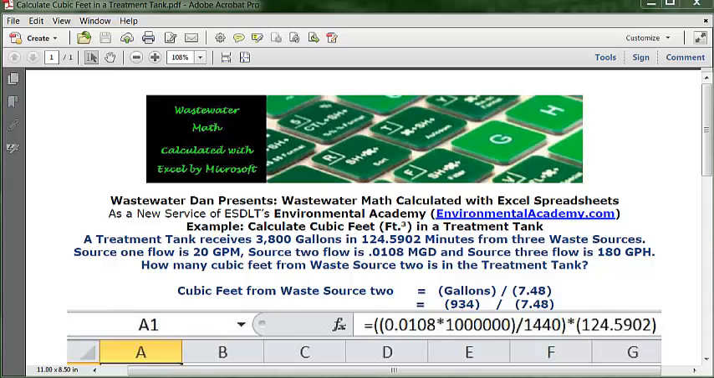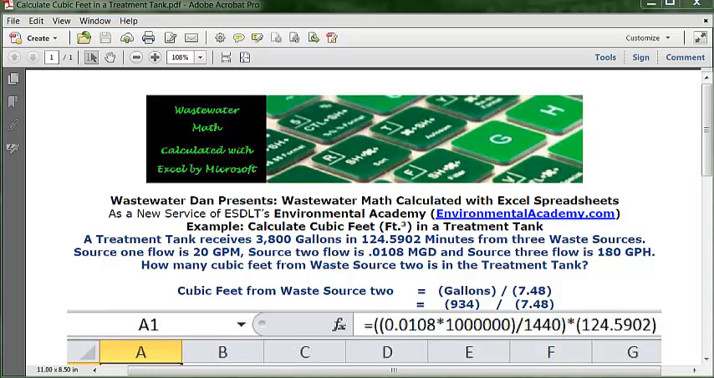So we've got a problem here that requires us to calculate cubic feet from a flowing waste stream, source 2 in this case, and the flow is in MGD. And we have to figure out how to express this as cubic feet. Now we do know how to convert from MGD to gallons, and we do know how to convert from gallons to cubic feet.